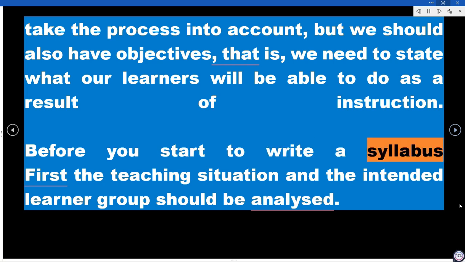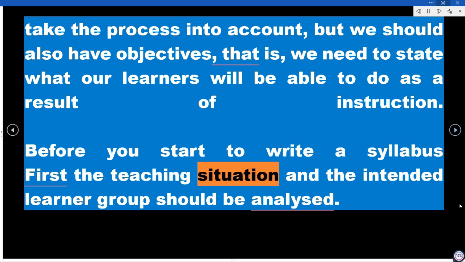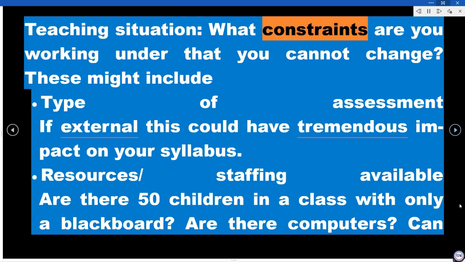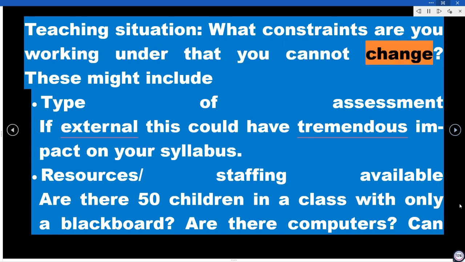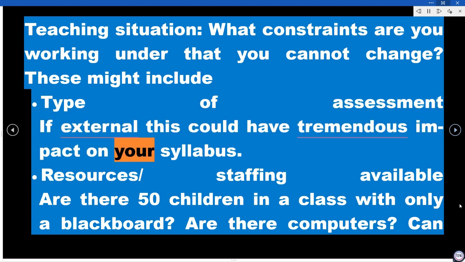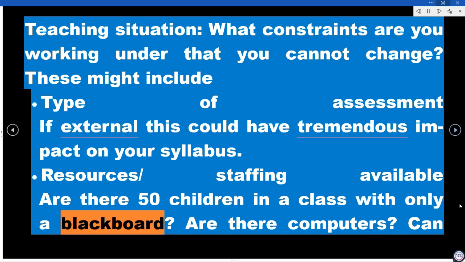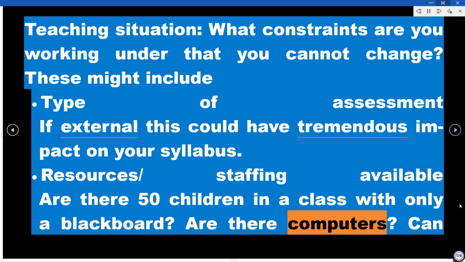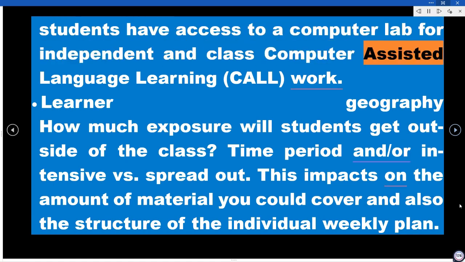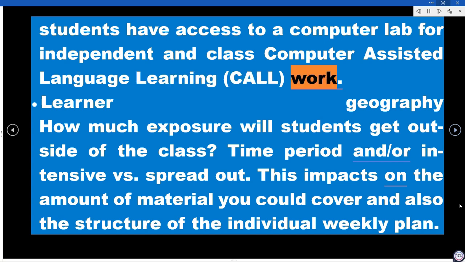Before you start to write a syllabus, first the teaching situation and the intended learner group should be analyzed. Teaching situation: what constraints are you working under that you cannot change? These might include type of assessment. If external, this could have tremendous impact on your syllabus. Resources / staffing available. Are there 50 children in a class with only a blackboard? Are there computers? Can students have access to a computer lab for independent and class computer-assisted language learning, core work?